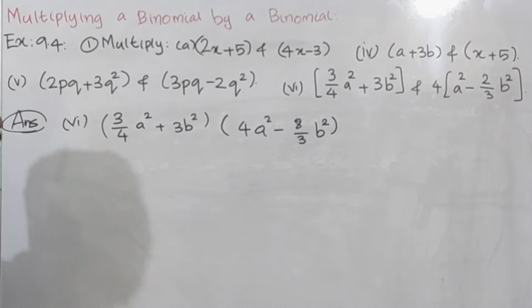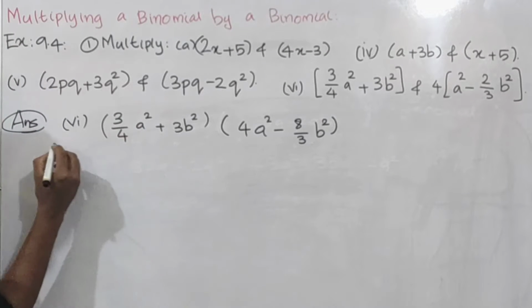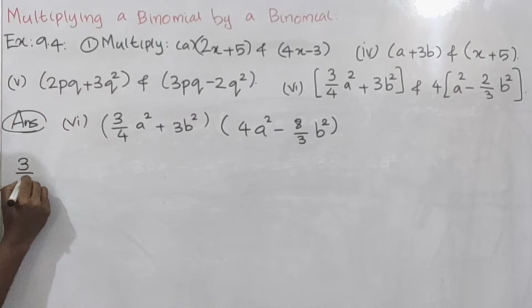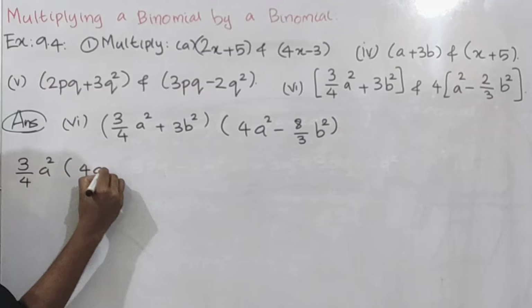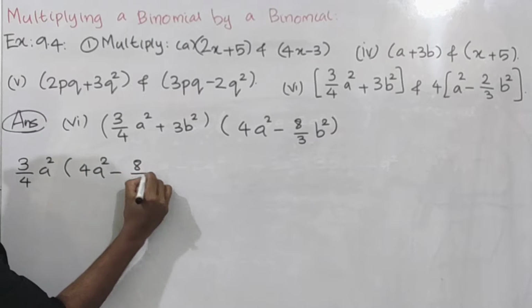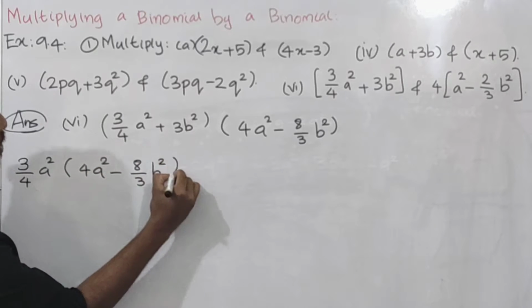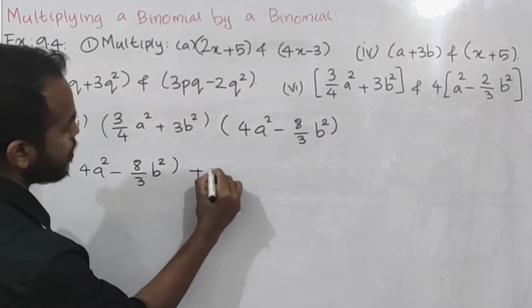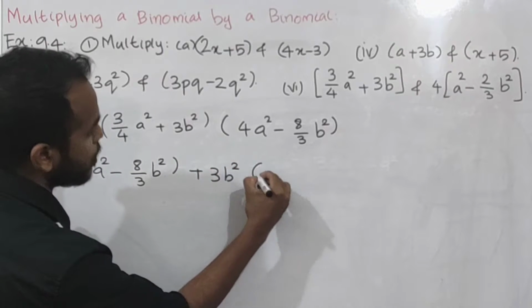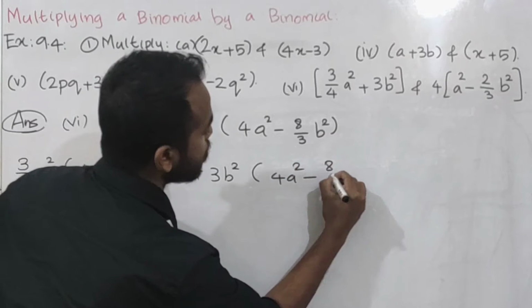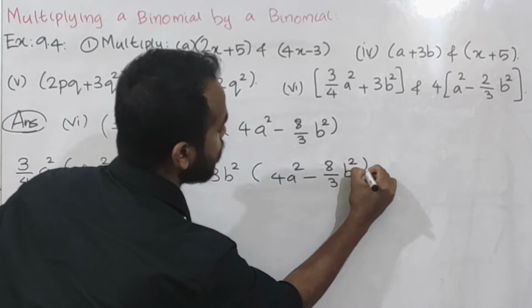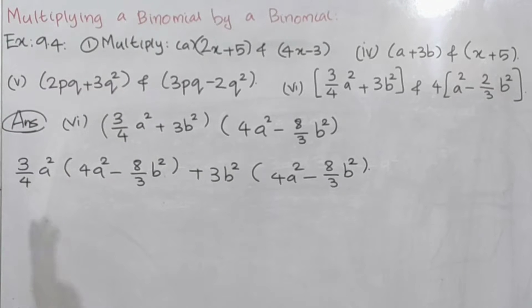Now the same old process. Take the first number, this first number 3 by 4 a square. Multiply it through the bracket 4a square minus 8 by 3 b square. Then take the next term. Who is it? 3b square. Multiply it through the second bracket 4a square minus 8 by 3 b square. Let's follow our simplification. Let's try.